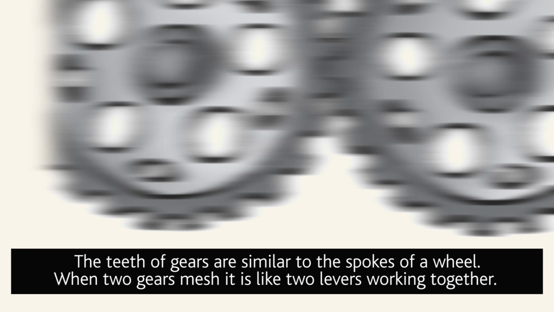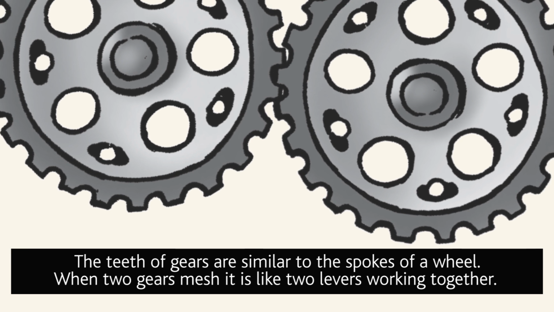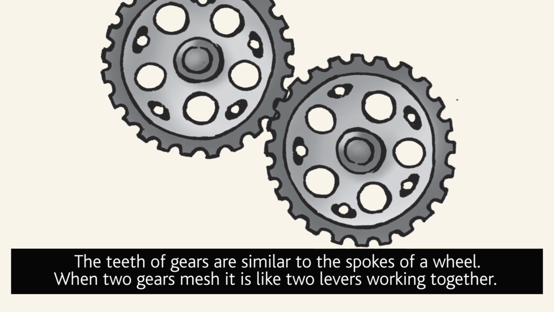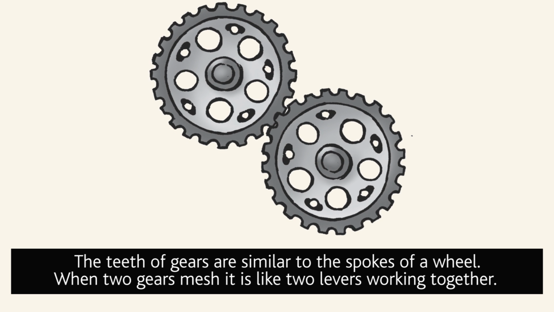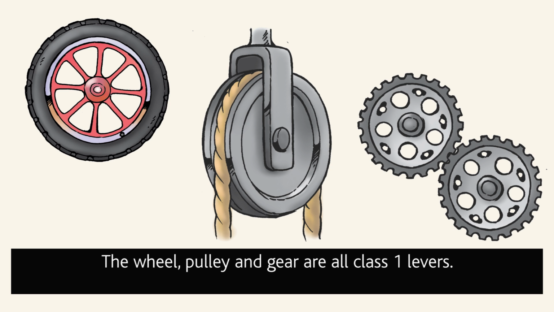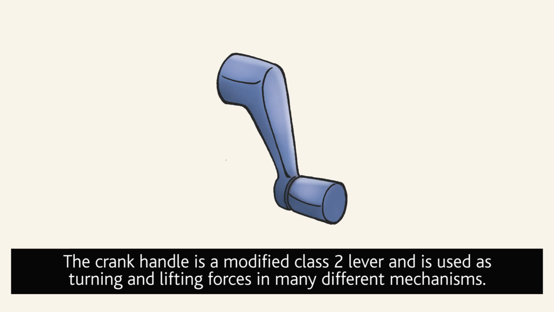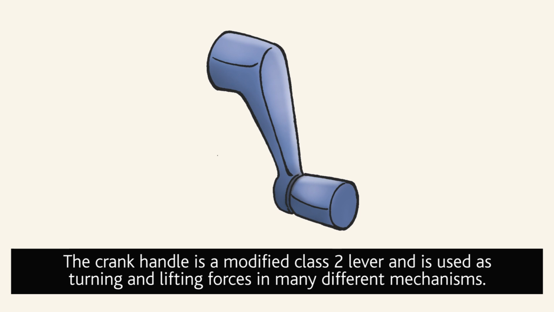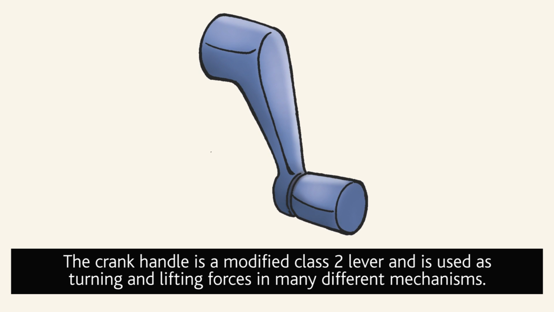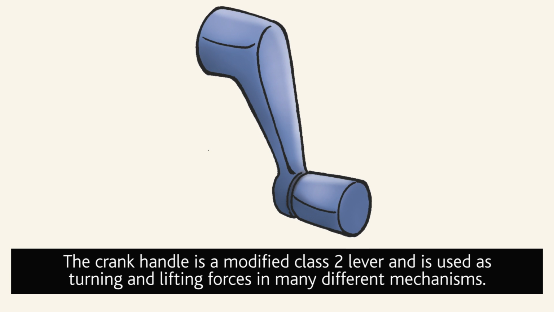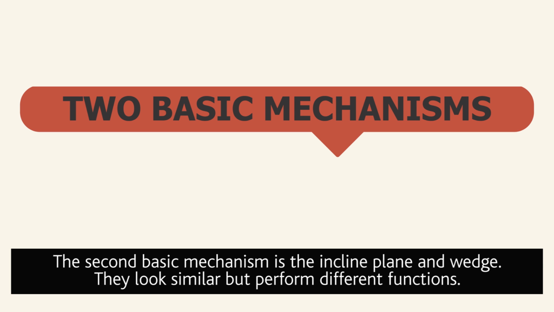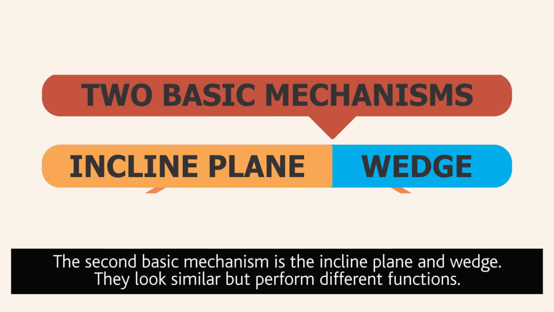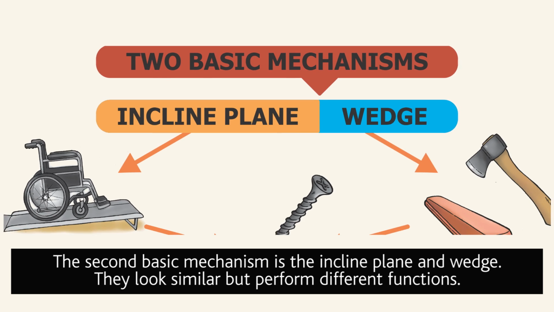The teeth of gears are similar to the spokes of a wheel. When two gears mesh, it is like two levers working together. The wheel, pulley and gear are all Class 1 levers. The crank handle is a modified Class 2 lever and is used as turning and lifting forces in many different mechanisms. The second basic mechanism is the inclined plane and wedge.